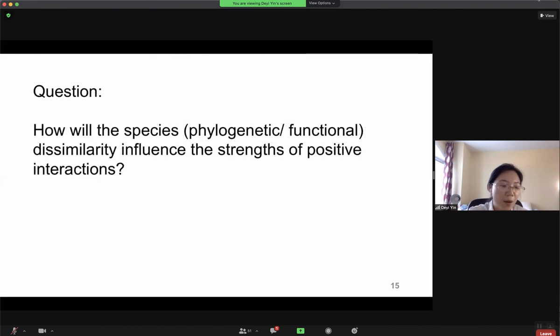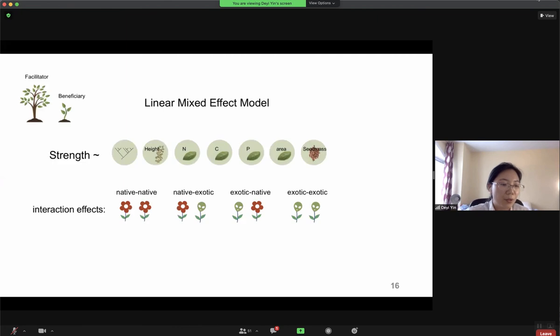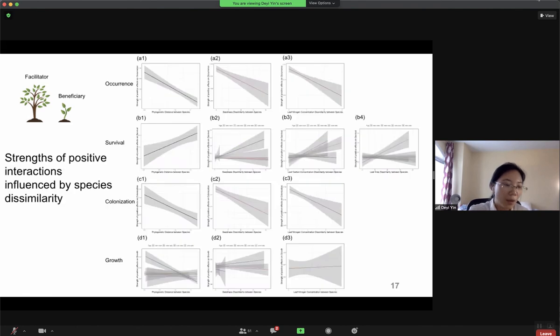We then asked how the species phylogenetic and functional dissimilarity influence the strength of positive interactions. To address this question, we fit the strengths of the positive interactions with the phylogenetic distance and several trait dissimilarities, and also their interactions with the 4 beneficiary-facilitator types. We then found that for species occurrence and colonization, stronger positive interactions are more likely to occur between species that are phylogenetically close relatives and between species with similar seed mass and leaf nitrogen.